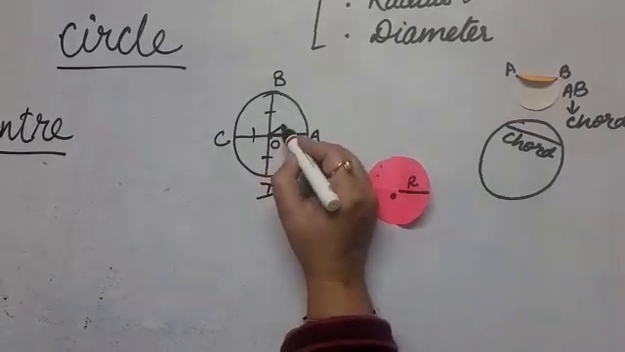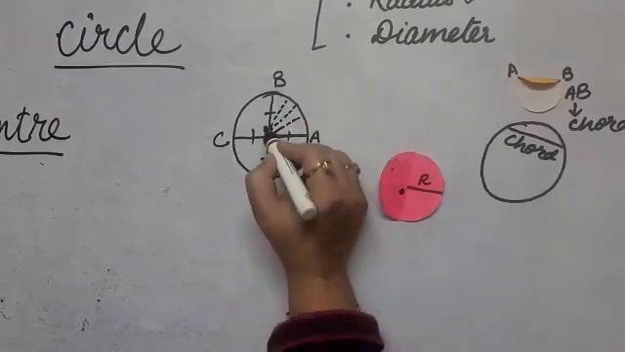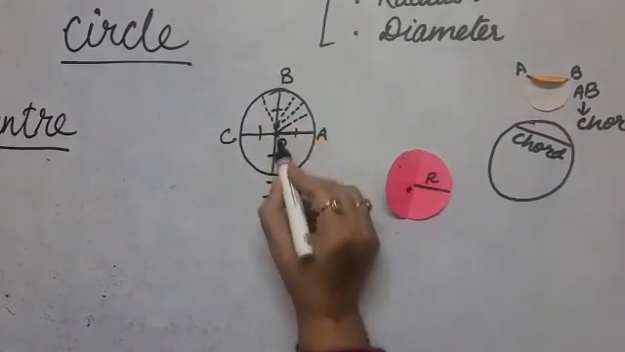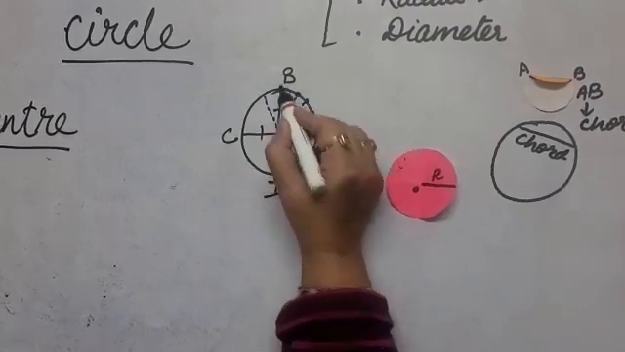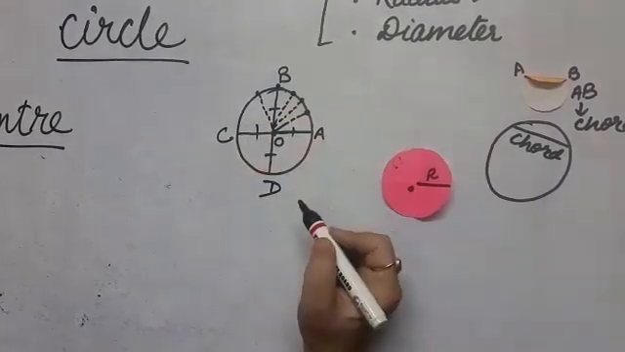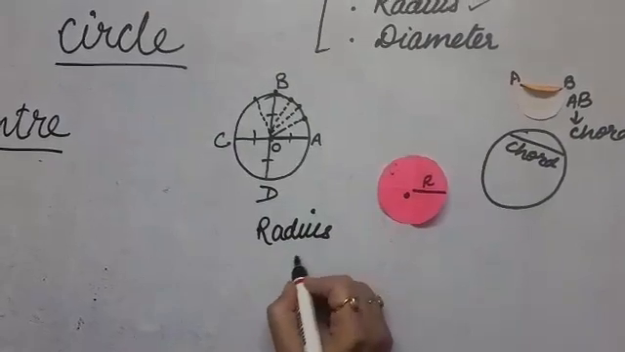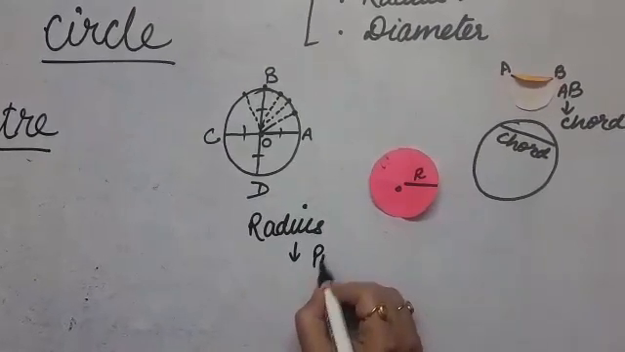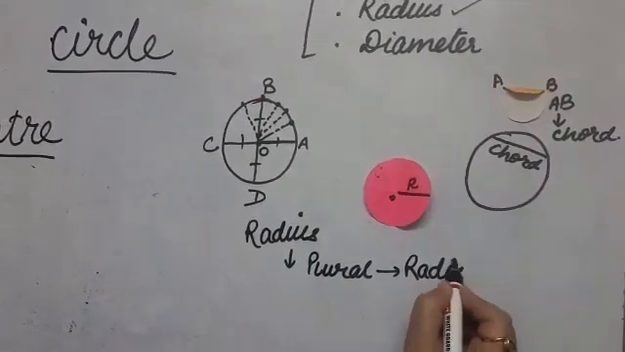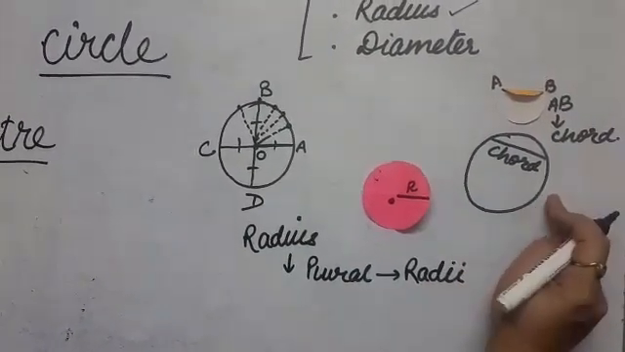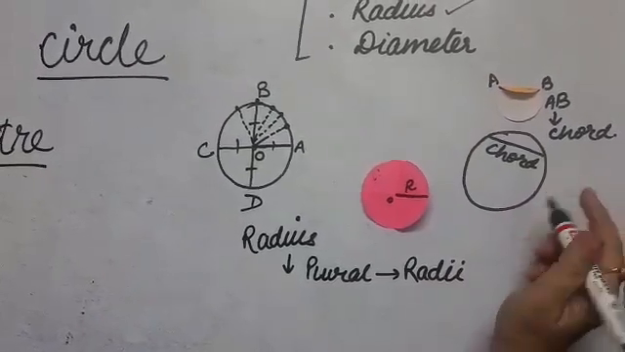So there are infinite radii starting from center and joining end point on the boundary of the circle. So all the radius, or you can say radii, plural of radius is radii. All the radii would be of equal length, but for chords, you cannot say all are of equal length.